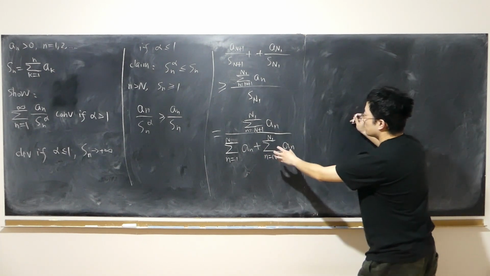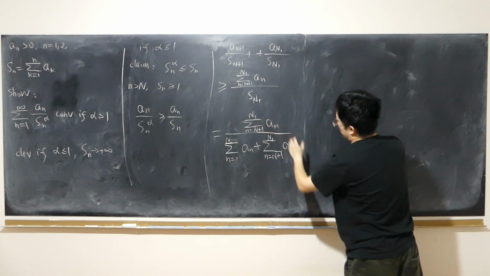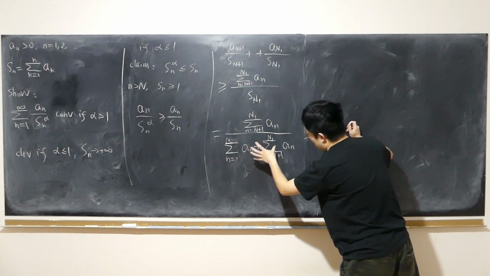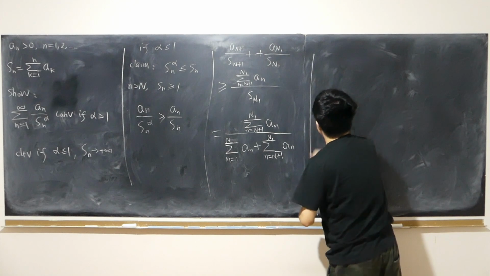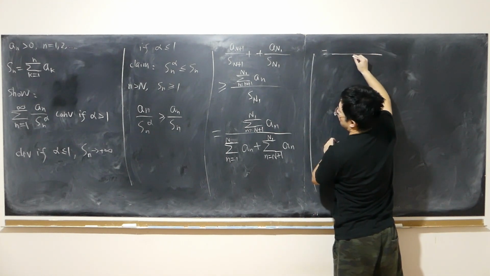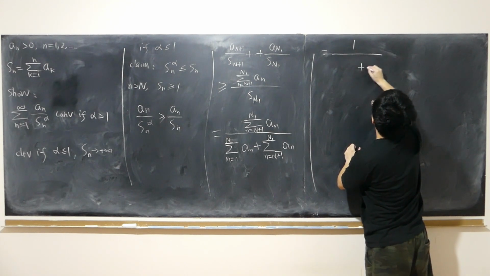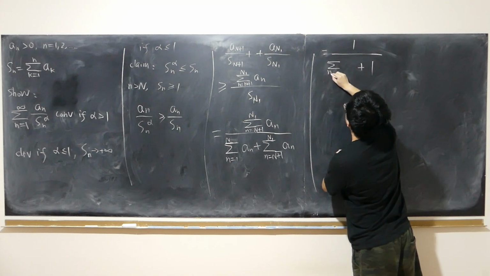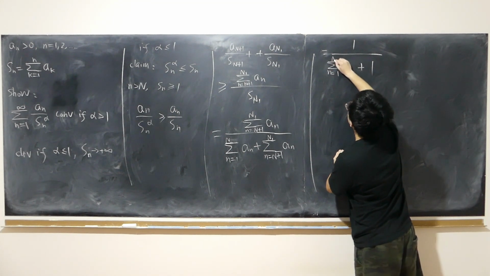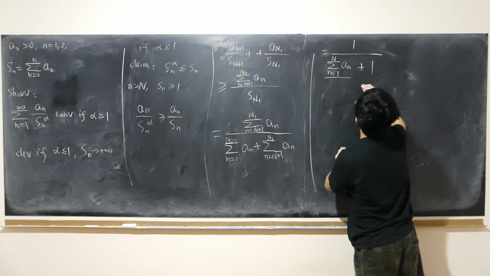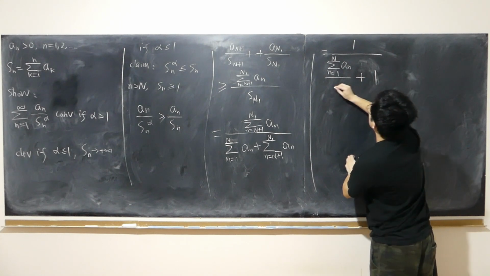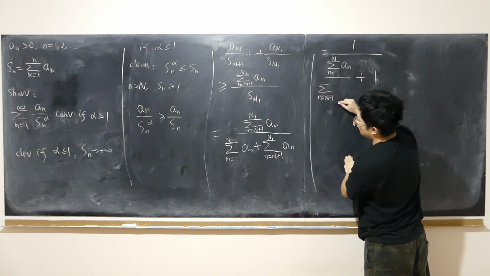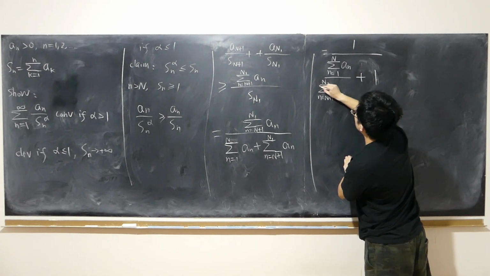But here, this part and this part are the same, right? And notice this part is only a partial sum. Capital N is fixed. Now we divide everything by this part. That is equal to 1 plus, this part becomes the top, the sum of an with n from 1 up to capital N, over the sum of an with n from capital N plus 1 up to capital N1.